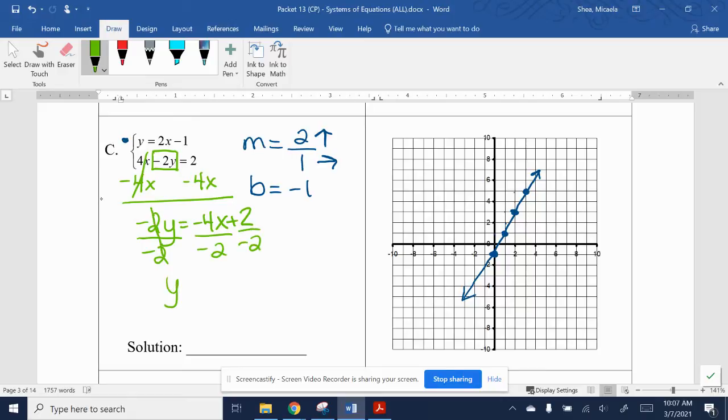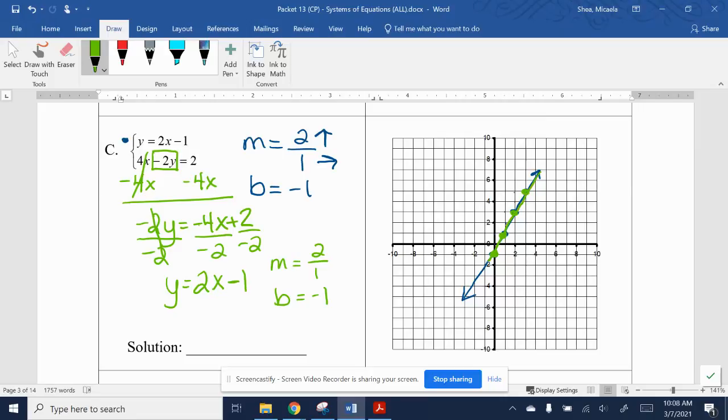That leaves me with y equals negative and a negative is a positive. 4 divided by 2 is 2, so 2x. Positive divided by a negative is a negative. 2 divided by 2 is 1. So our slope is going to be 2 over 1, and our b is negative 1. Interestingly enough, you're going to notice that's the same slope and the same y-intercept. So when I go to graph this at negative 1 and up 2 over 1, I get the exact same points.